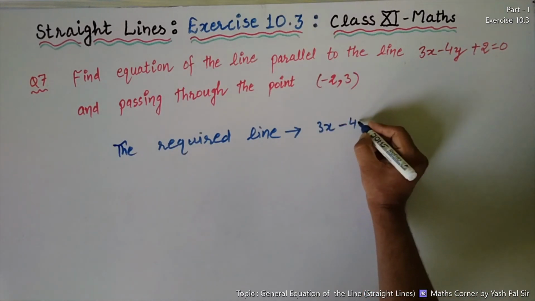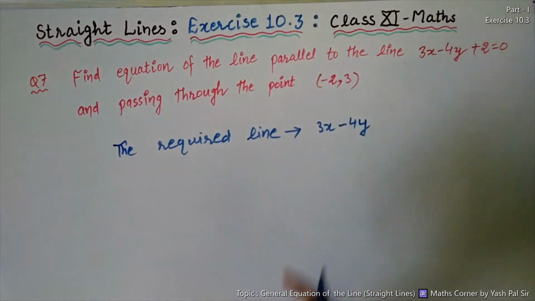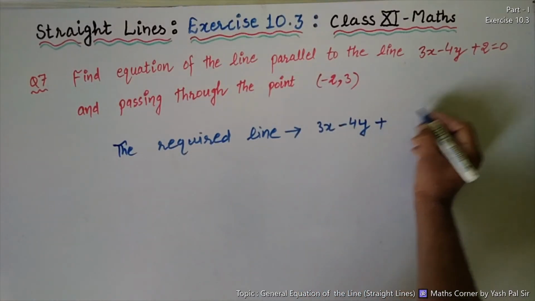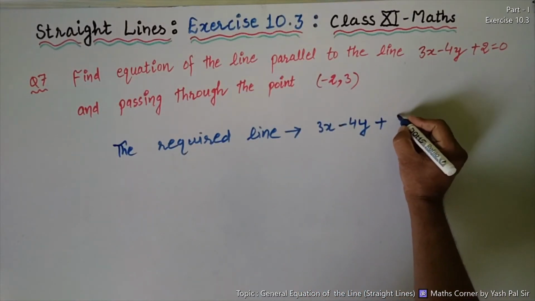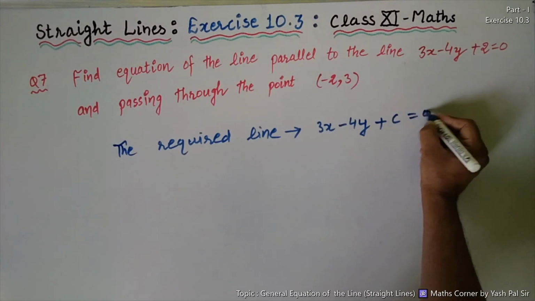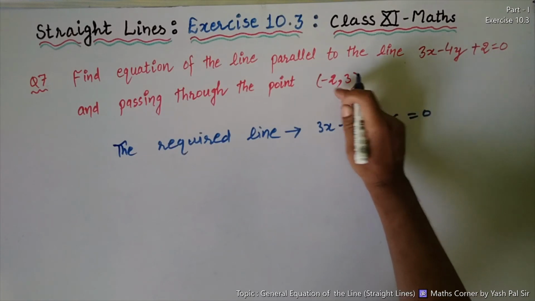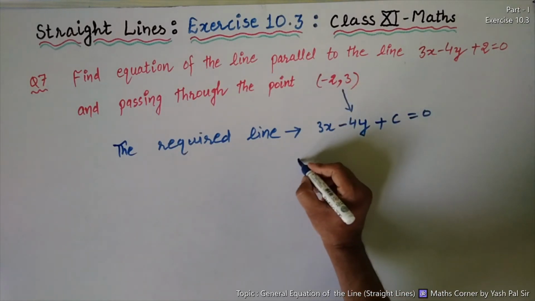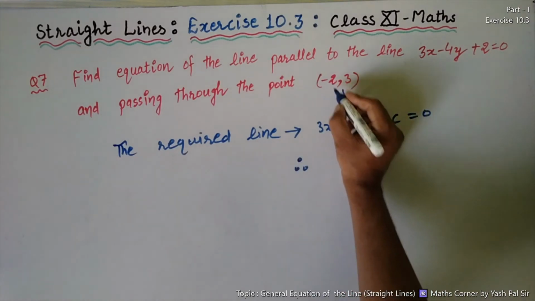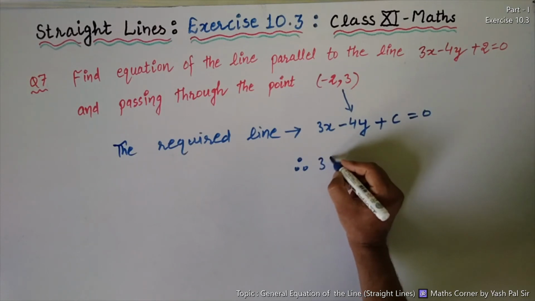the coefficient of x will be the same, that is 3x. The coefficient of y will also be the same, minus 4y, because this line is parallel. But here there will be any constant. Suppose this is c equal to 0, but this line passes through minus 2 comma 3.